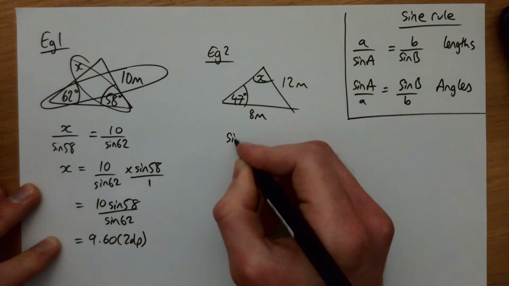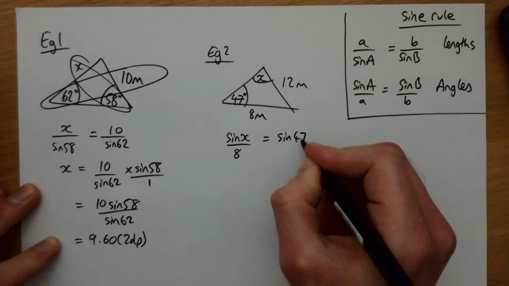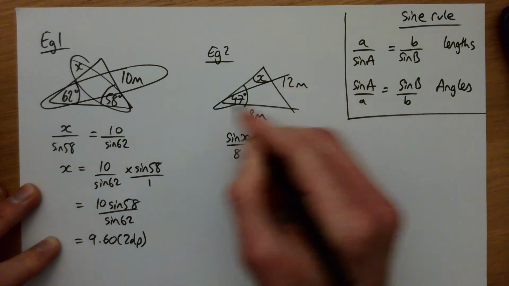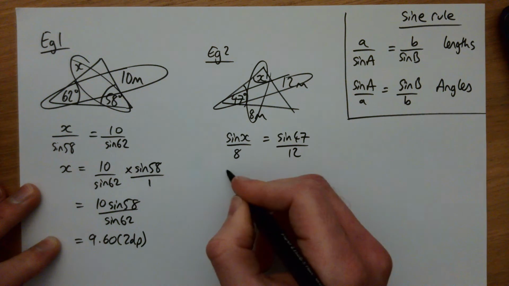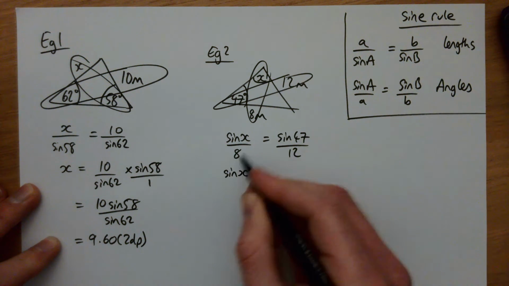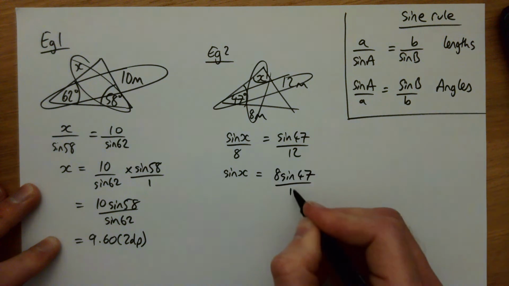So I'm going to write sine x over 8 equals sine 47 over 12. Remembering we've got this opposite and this opposite pair. To get sine x on its own, I'm going to multiply by 8, and in the same way I'm just going to write it like this, so 8 sine 47 over 12.